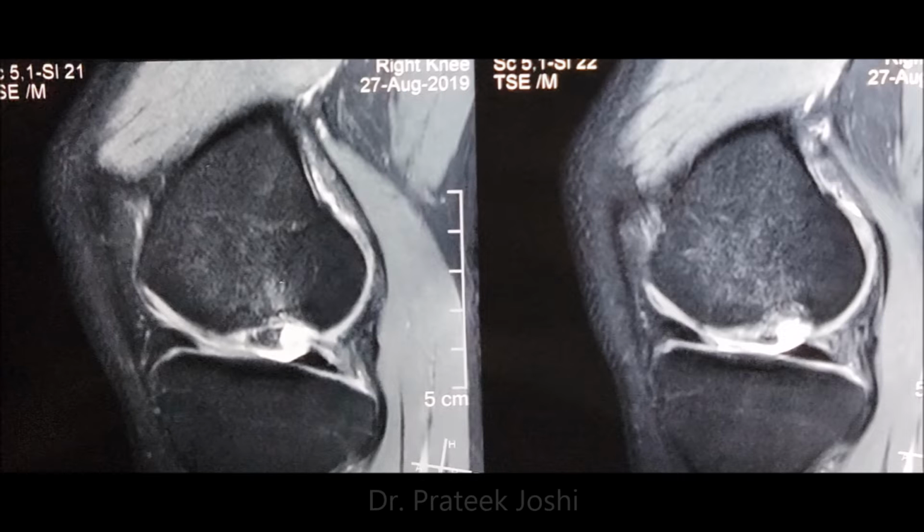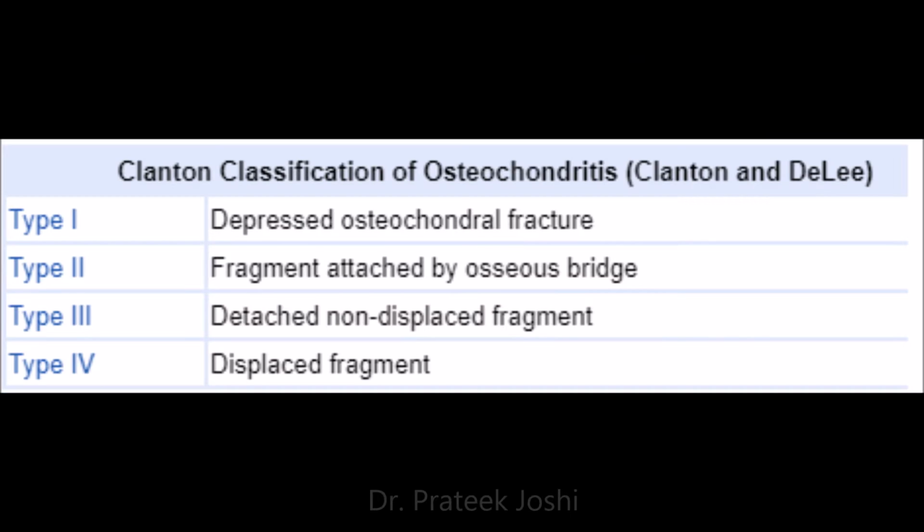The pathogenesis of OCD is thought to be either hereditary or traumatic or vascular in origin. The most common cause of the adult form is thought to be of vascular origin. Clanton classified OCD into 4 types.